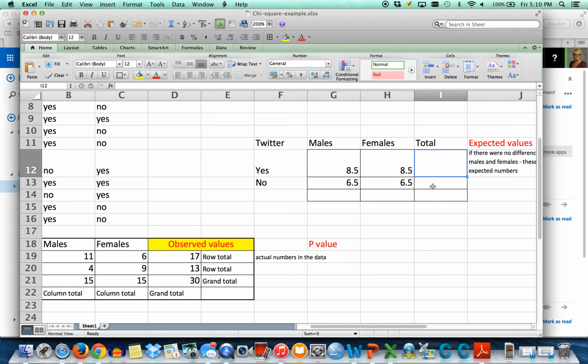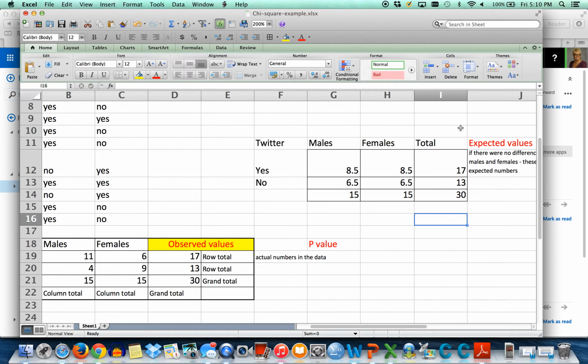Then we're going to, do we have to get the totals? I think we do. So we're going to add the totals here. And 12, 13. Then you've got 6.5 plus 5.5, so 15. 6.5 plus 5.5, 15. And your grand total is 30.